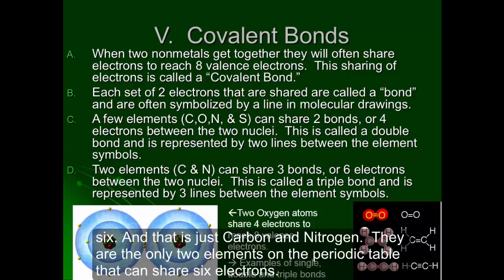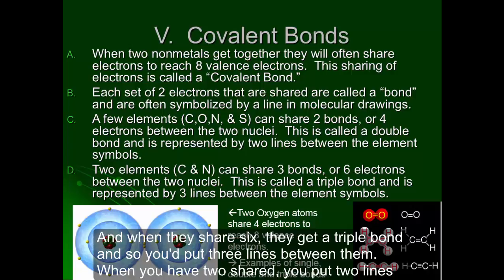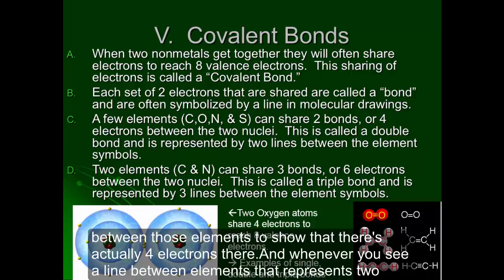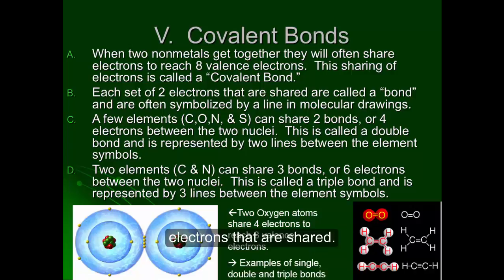And 2 of them can actually share 6. And that is just carbon and nitrogen. They're the only 2 elements on the periodic table that can share 6 electrons. And when they share 6, they get a triple bond, and so you'd put 3 lines between them. When you have 2 shared, you'd put 2 lines between those elements to show that there's actually 4 electrons there. And whenever you see a line between elements, that represents 2 electrons that are shared.